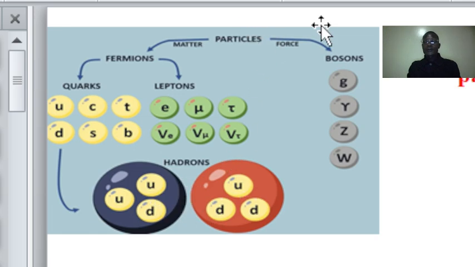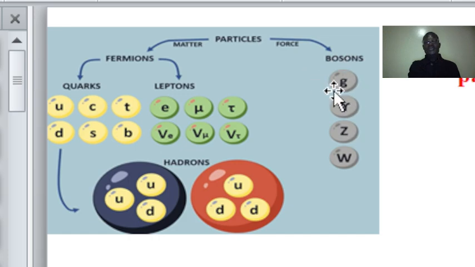Then, when we come to forces, basically forces are only divided into 4 classes. The first class is the strong force. The second class is the weak force. The third class is the electromagnetic force. And the fourth class is the gravitational force. Those are the divisions of forces. In terms of force, forces are also called bosons, and these bosons are divided into 4 classes, as you can see.